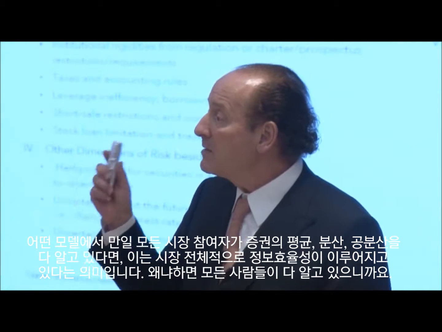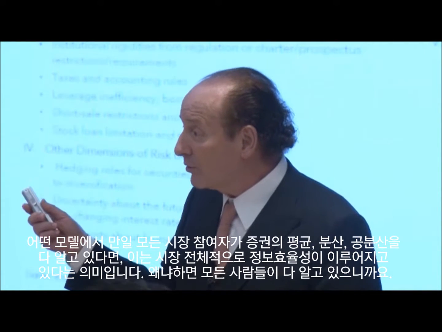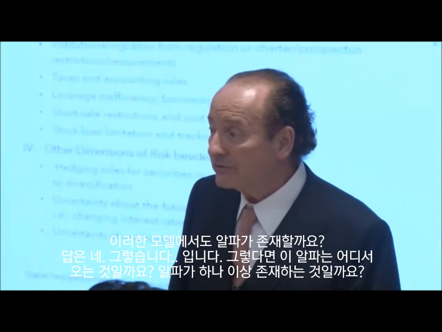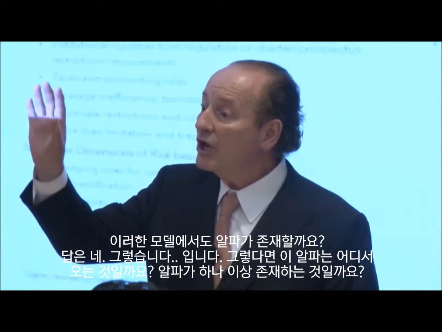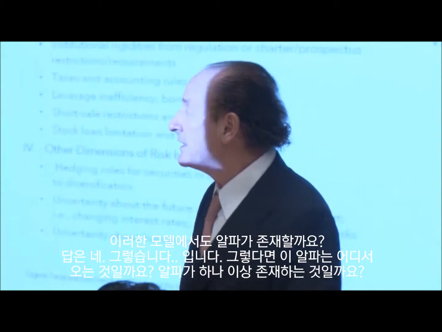Then do you see that in the model the market efficiency has to hold, informational efficiency. Do you agree? Because everybody knows. Can we have alpha in that model? Answer, yes. Where does it come from? Well, it turns out there's more than one. Let me give you the first one.